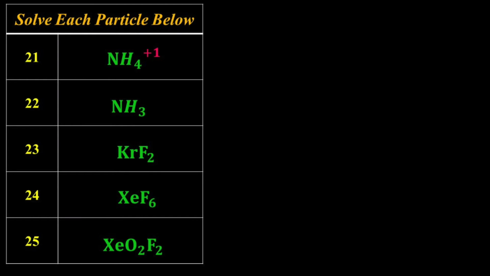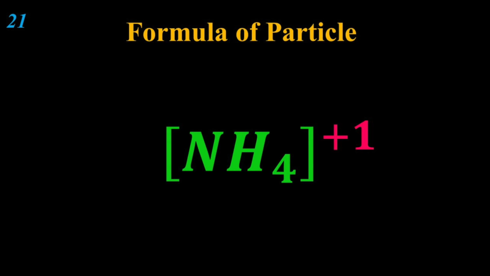Okay, 21 to 25. Ammonium, plus one charge, polyatomic ion. Ammonia, yes, it's related. Krypton difluoride. Xenon hexafluoride. And then xenon dioxide, difluoride. Let's begin with NH4 plus one charge, a polyatomic ion called ammonium.